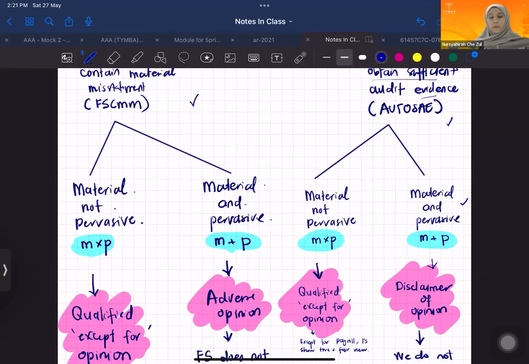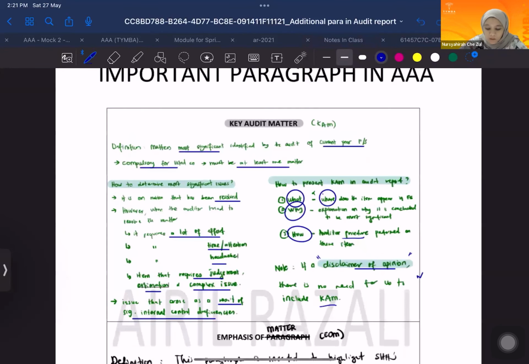Therefore, when you issue a disclaimer of opinion, it is not fair for you to include KAM because you cannot even audit. How can you determine which area is considered difficult to audit? You can't even audit, and you want to decide which is difficult. It doesn't make sense.